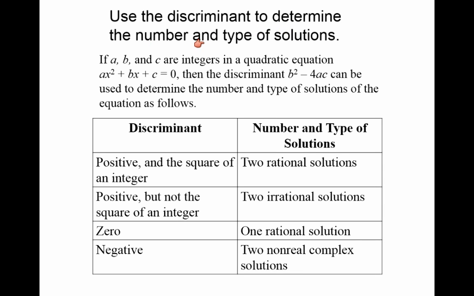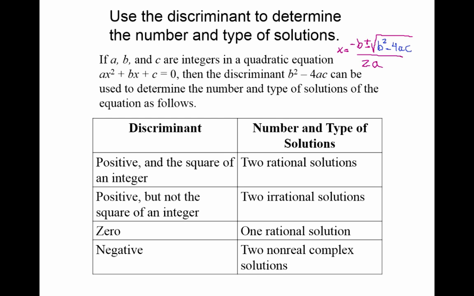Use the discriminant to determine the number and type of solution. If a, b, and c are integers in a quadratic equation, ax squared plus bx plus c equals 0, then the discriminant is b squared minus 4ac. If you remember the formula, we had x equals minus b plus or minus the square root of something over 2a. That something would be b squared minus 4ac.